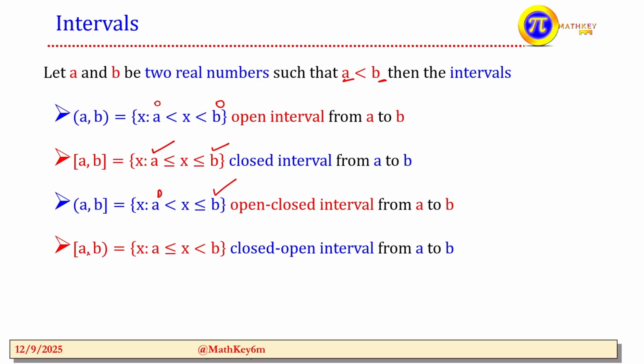Similarly, when you consider this one, the interval includes a but doesn't include b, but it consists of all values between a and b, including a and excluding b. We call this a closed open interval or half closed interval for the case of these two. The other one is a closed interval, and the first one is an open interval.